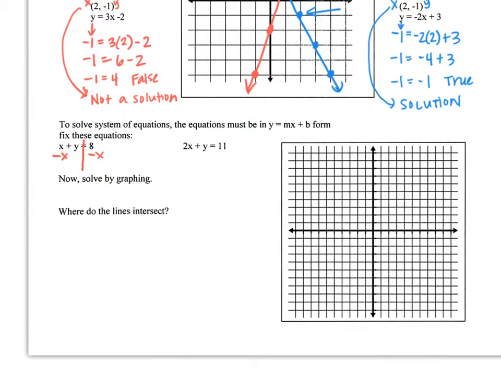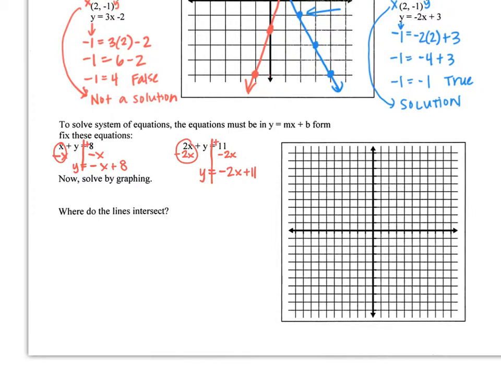X minus x, this is 0. So here, I'm just going to circle that. And we have y equals, this is a positive 8, by the way. So see how I write this. I can't combine them. They're not like terms. So this is just negative x plus 8. And then on the second equation, I'm going to subtract 2x. Subtract 2x. That's a 0. And I'm left with y. Then I have negative 2x plus 11. So that's a positive 11.